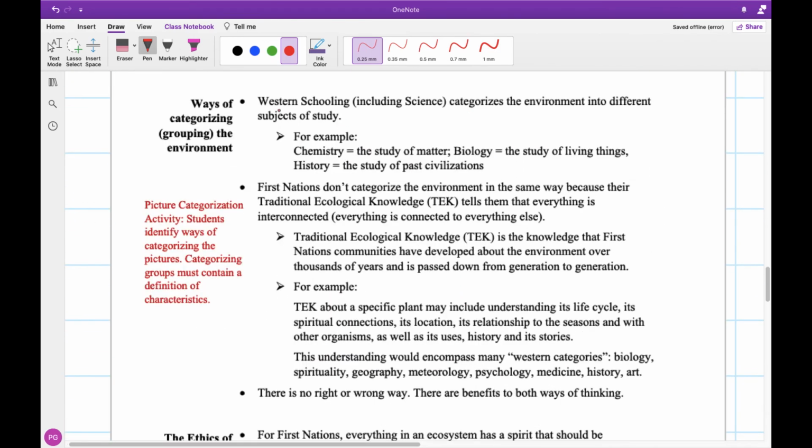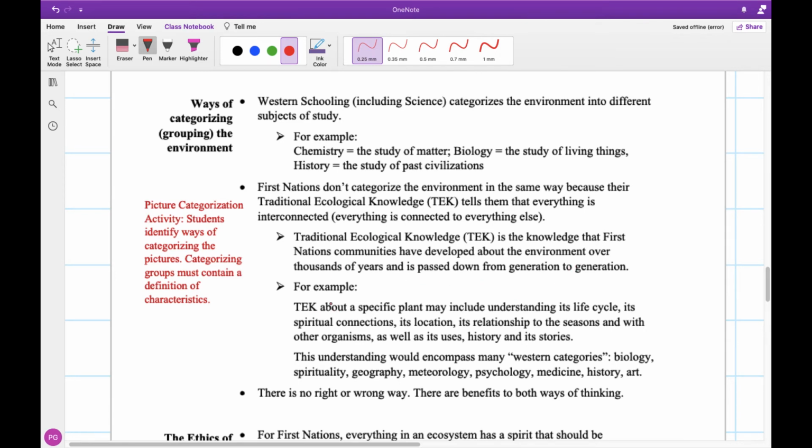Now, we were talking a lot about our Western schooling and science categorizing the environment into different subjects of study like chemistry, biology, history, physics. But First Nations don't tend to categorize the environment in the same way. Their traditional ecological knowledge tells them that everything is interconnected. And this is because they've spent many, many generations developing with their environment and developing a connection with it that is passed down from generation to generation.